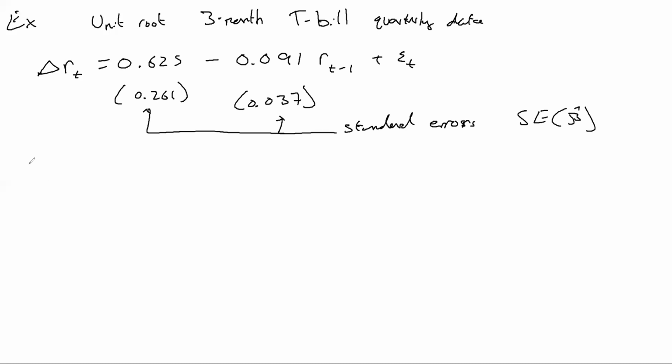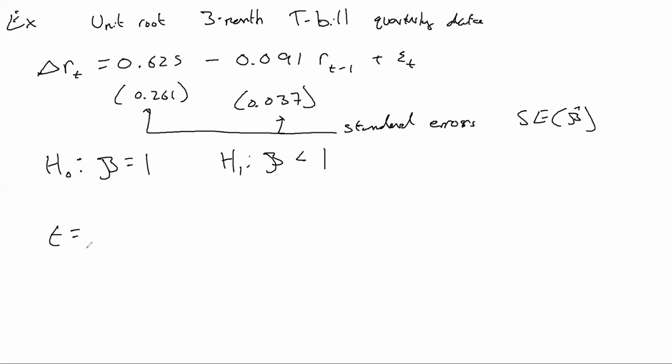Before we do the t-test, let's review what this is going to be. The null hypothesis for this is that there is a unit root, and we have to prove that there isn't. So the burden of proof is on this side. We have to prove that there is no unit root. So now let's do a t-test.